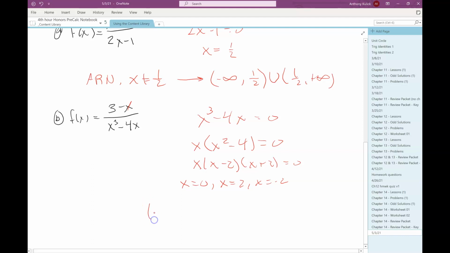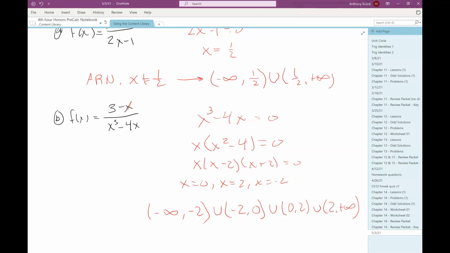So when I write my domain, again, I have to go from small to big, so I have -infinity to -2, and then -2 to 0, and then 0 to 2, and then 2 to positive infinity. Everybody's okay with that? So again, we just have a little break every time that denominator would equal 0. No big deal.